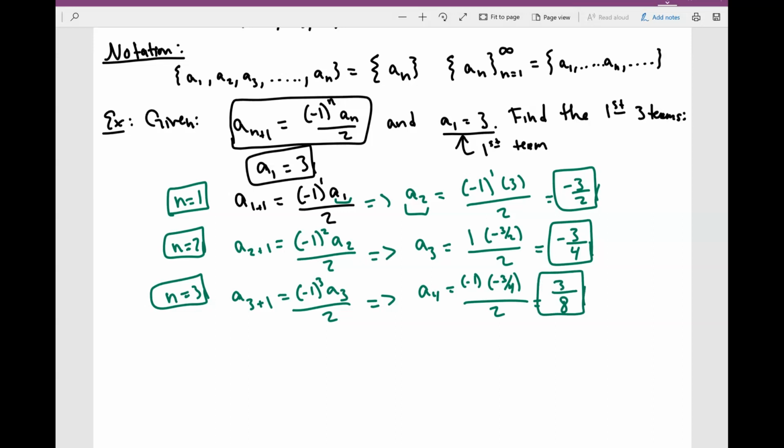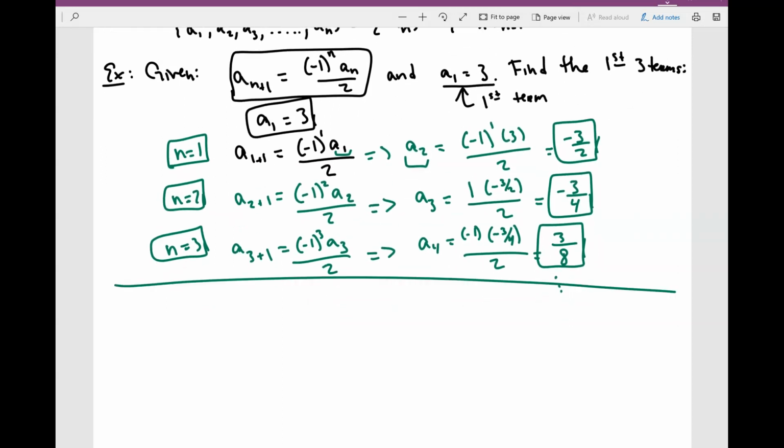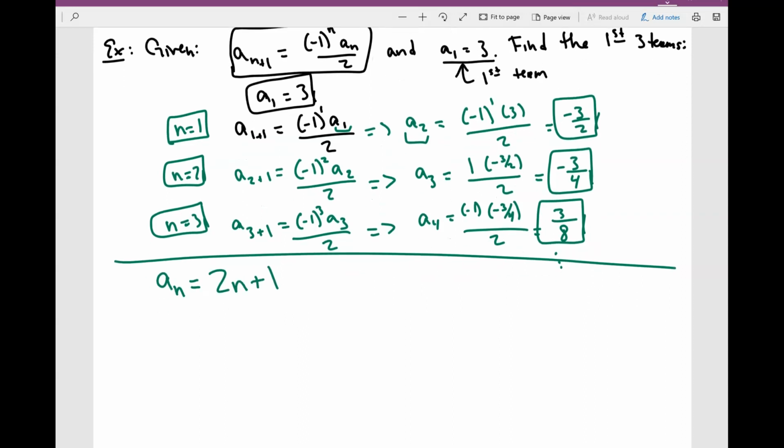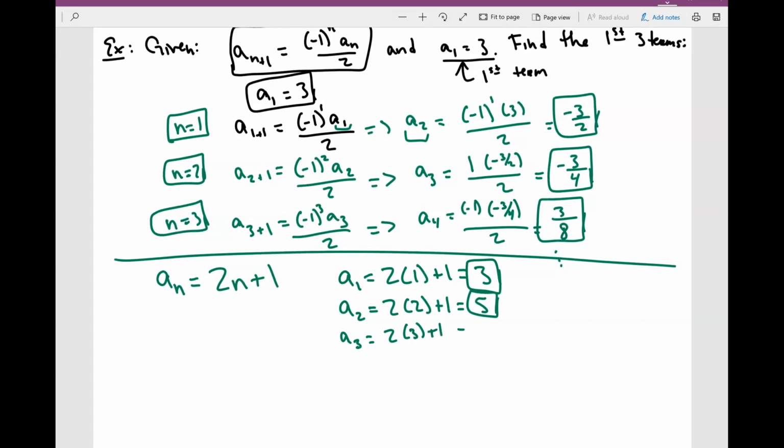So you can continue doing these problems. Sometimes they might give it to you like that, and sometimes you might see problems that look like this: AN is equal to, say, 2n plus 1. Here you would just plug in n equals 1, then 2, and so on. For A1, you would have 2 times 1 plus 1, which gives me 3. For 2, you have 2 times 2 plus 1, which is 4 plus 1, gives me 5. For A3, 2 times 3 plus 1 gives me 7. Notice that all of these numbers start becoming a sequence of numbers.